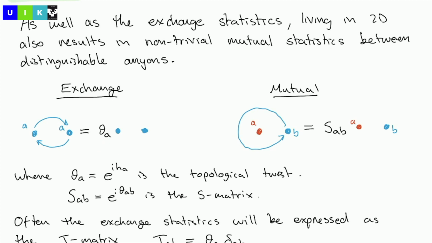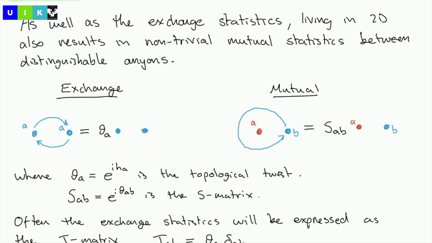Now, as well as the exchange that can be different to fermions and bosons, there's actually another type of statistics that doesn't really make sense in 3D for fermions and bosons, and this is the mutual statistics. So now if I have two anyons that are distinguishable, I can drag B around A, and this is not just going to give me back the original configuration, but I can also pick up a phase in this case.